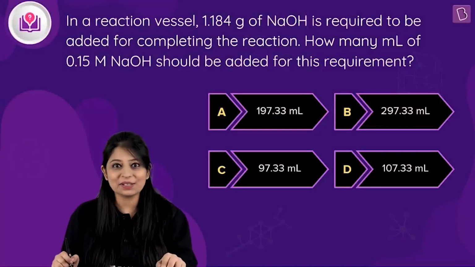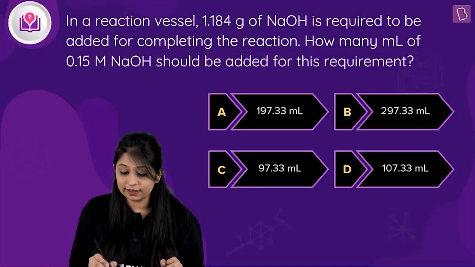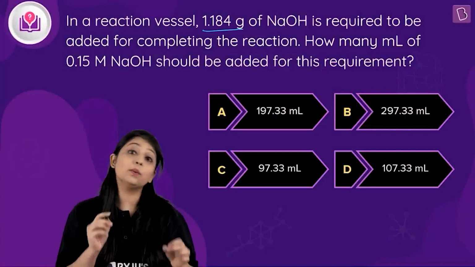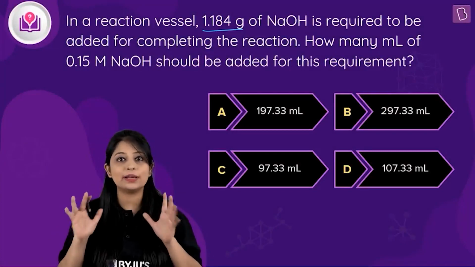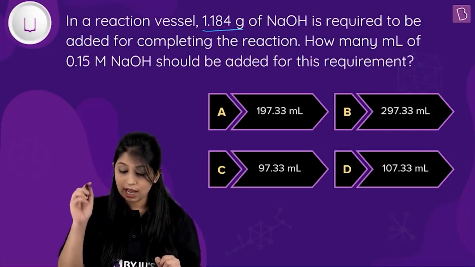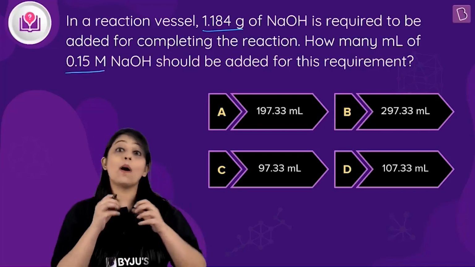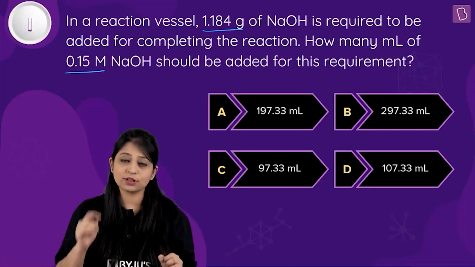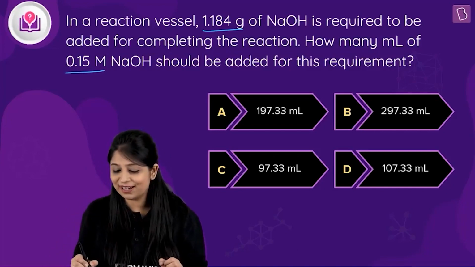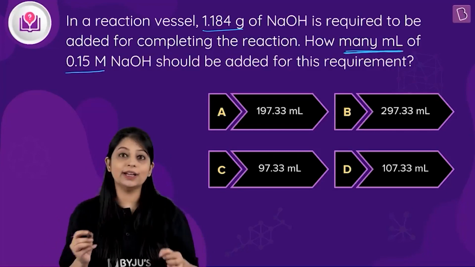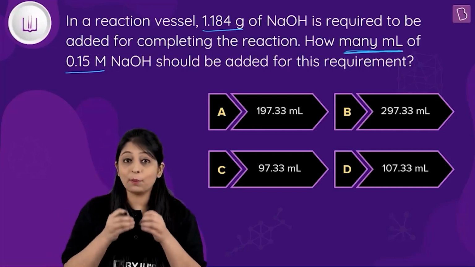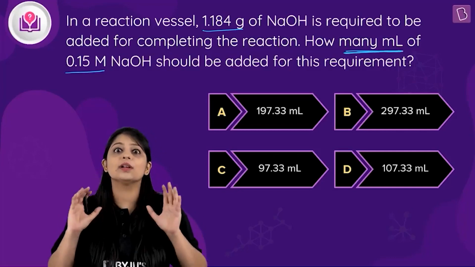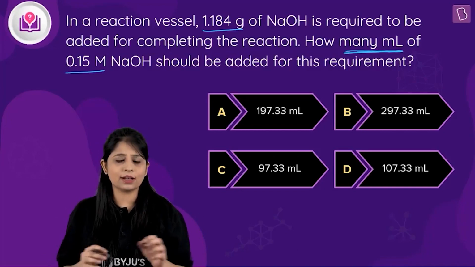Let's have a look at this question. Here we are given that we require 1.184 grams of NaOH for completion of the reaction, and we require 0.15 molar concentration of NaOH to complete this reaction. What do we have to find out? We have to find out the volume, in milliliters, of this 0.15 molar aqueous solution that will be required to complete the reaction.